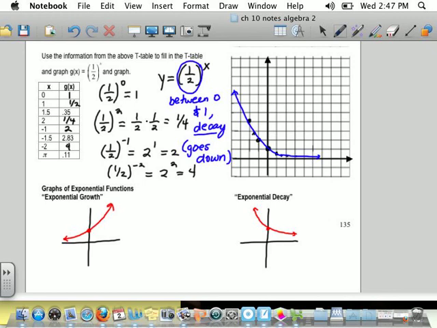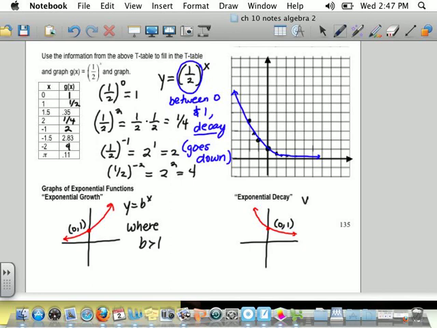So for the exponential growth, b is greater than 1. And this one's y equals b to the x, where b is between 0 and 1. So we write 0 is less than b, which is less than 1. It's saying it's between 0 and 1.